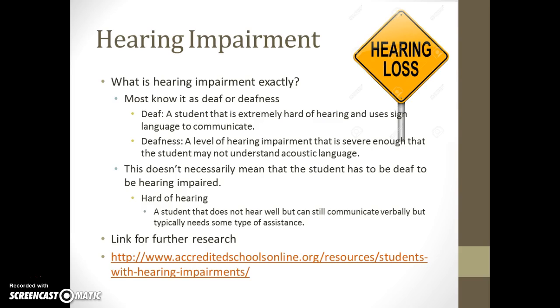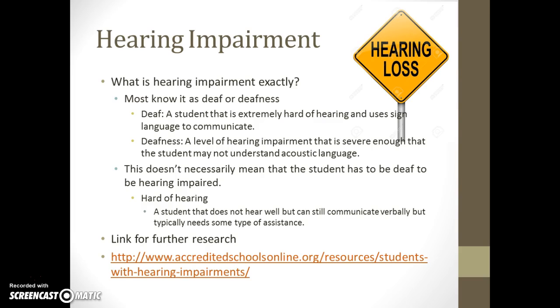So hearing impairment. In order to understand it, we should know what it is. Most know it as deaf or deafness, and we describe here the difference where deaf is a student that is extremely hard of hearing and uses sign language to communicate, and deafness is a level of hearing impairment that is severe enough that the student might not understand acoustic language. Just because someone is categorized as being hearing impaired doesn't mean they're deaf. A student can just be hard of hearing, and that typically means that the student does not hear well but can still communicate verbally, but again, they will need some type of assistance.